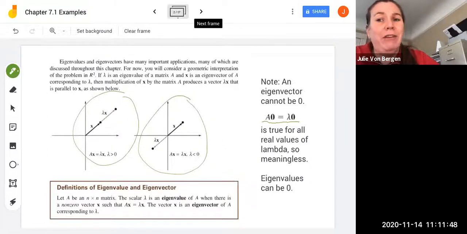Here's our definition of the eigenvalue and the eigenvector. A is always going to be a square matrix, n by n. The scalar lambda is what's known as the eigenvalue of A when there's a non-zero vector x such that this relationship holds true: matrix A times vector x equals this value lambda, which could be 0, multiplied by the non-zero vector x. The vector x is what's known as the eigenvector of A corresponding to this value of lambda.